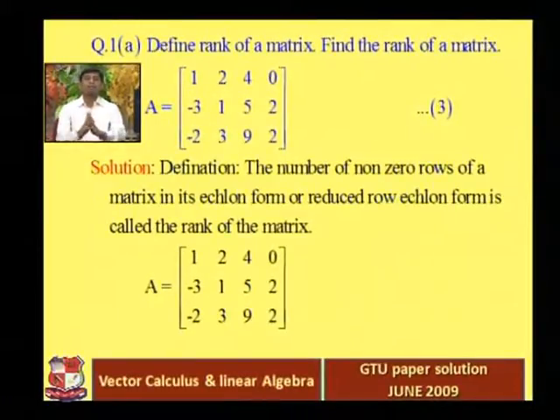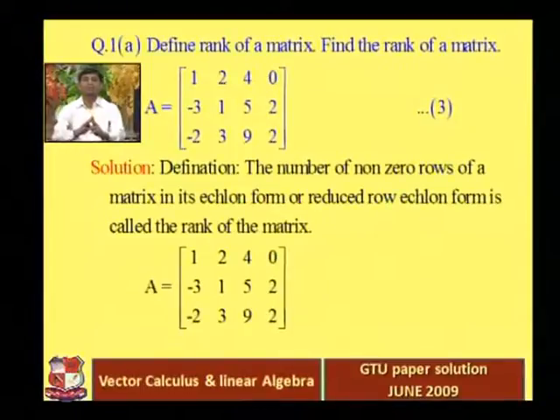Now to become a reduced row echelon form, we have to add two more conditions, right? The first condition is that the leading entry must be 1, and the second condition is, in the column in which we have a leading entry, except the leading entry all the elements should be 0. That means below that leading entry and also above that leading entry all the elements should be 0.